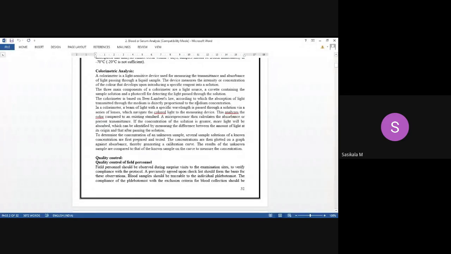According to Beer-Lambert's law, the absorption of light, here you can see this line: absorption of light transmitted through the medium is directly proportional to the medium concentration. That means absorption of radiation is directly proportional to the concentration of your sample. So from knowing the concentration we could analyze how much of that particular biomolecule is present in the blood sample you have collected. That is accurately measured through absorption analysis using a colorimeter, so the technique is called colorimetric analysis.